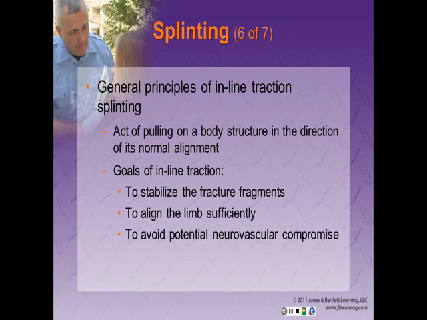In the field, the goals of inline traction are as follows: to stabilize the fractured fragments to prevent excessive movement, to align the limb sufficiently to allow it to be placed in a splint, and to avoid potential neurovascular compromise. Remember, before you apply a traction splint, be sure to control any external bleeding, and the amount of traction that is required varies, but often does not exceed 15 pounds.